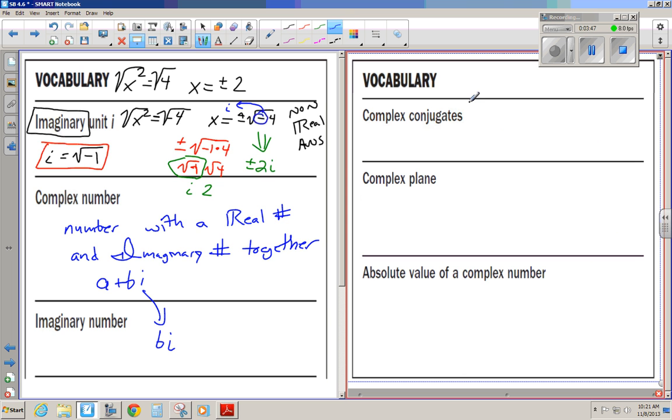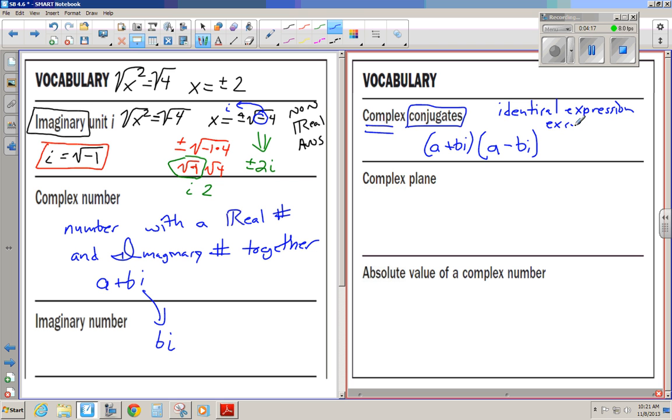All right, complex conjugates. This is a key word here, conjugates. Complex number. So basically, you're going to have a plus bi. That's one part of the conjugate. The other part of the conjugate is a minus bi. Okay, just like the conjugate definition from before, identical expression except for a sign. So one sign is different.